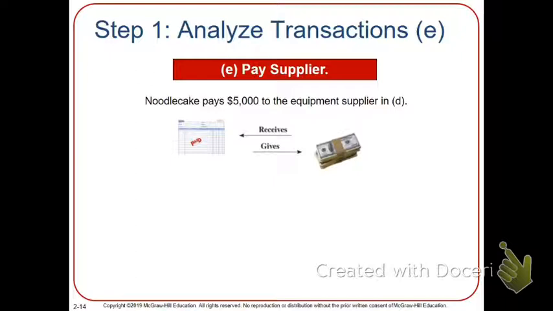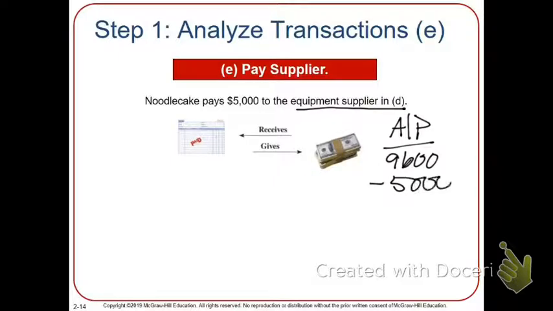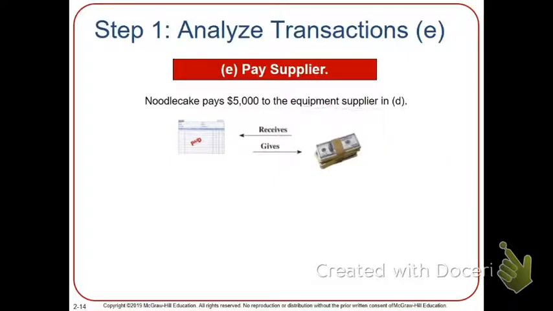Now we paid back the supplier that we borrowed the money from in the prior step. We only paid them $5,000 of the $9,600, but we paid them back. So if we're paying them, what account is decreasing? Cash, exactly. And the other account that's going to go down is what happened in step D, if you can remember. We owed somebody money, so step D looked like this. Now we're paying them back. So we're going to decrease accounts payable. It will look like this.